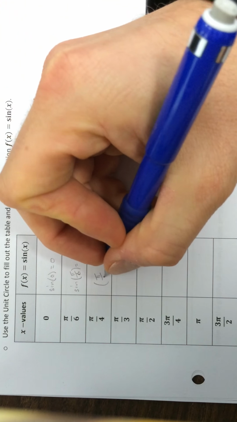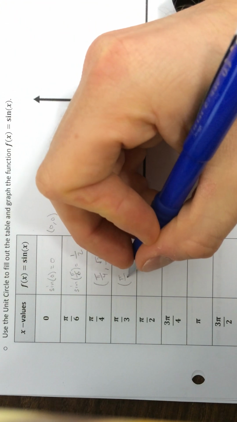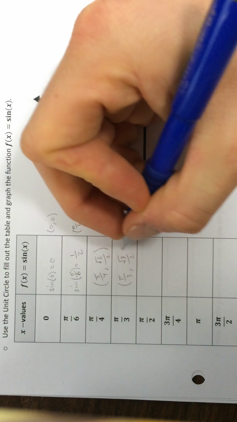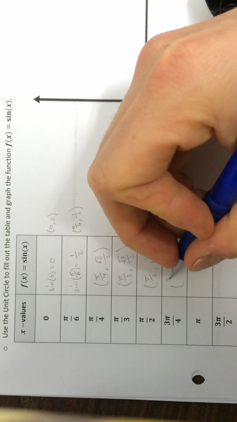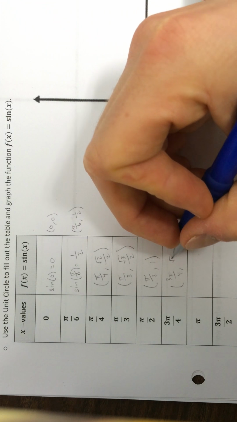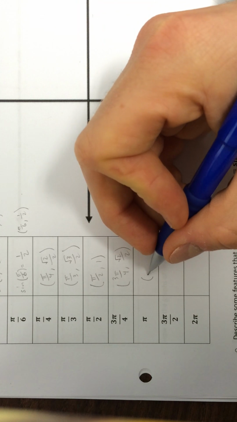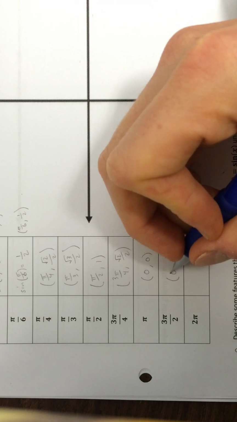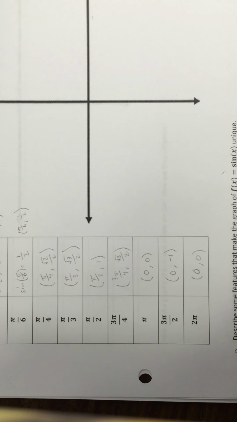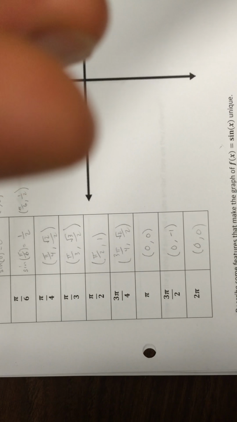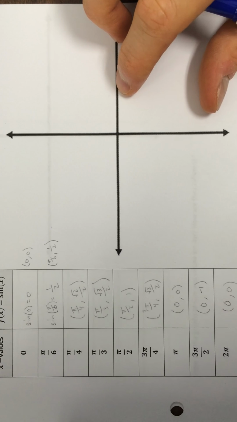So if we look at pi over 4, sine would be square root of 2 over 2. At pi over 3, sine is square root of 3 over 2. Pi over 2 is 1. 3 pi over 4 is square root of 2 over 2. At pi, we have 0 again. 3 pi over 2, negative 1, and 2 pi, 0. So we have these ordered pairs.